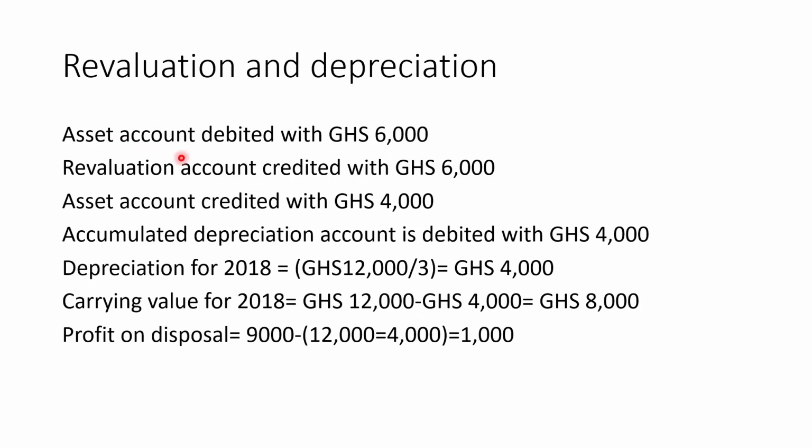I've given you all the steps at every stage. Assets account debited with 6,000. Revaluation account credited with 6,000. That's for the first revaluation, right? And then asset account credited with 4,000. No, the 4,000 is depreciation, right? For the 2018 year. And then we also have accumulated depreciation of 4,000. And then we have the new depreciation, 12,000 divided by 3 to get our 4,000.